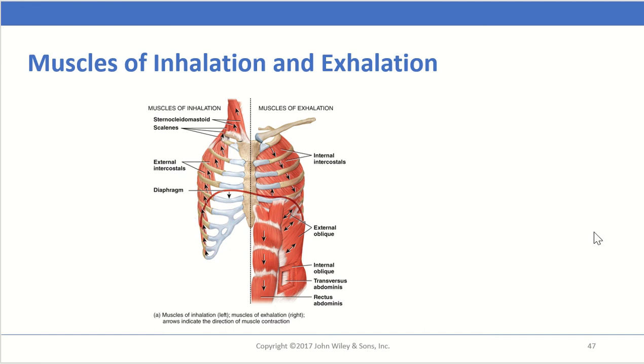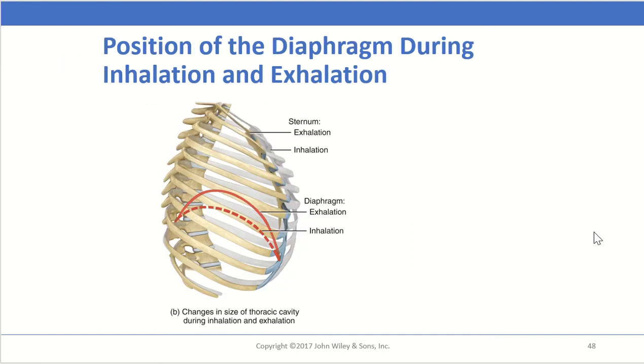So we then have a little diagram looking at the positioning of the diaphragm during inhalation and exhalation. During exhalation, the diaphragm is going to move anteriorly, moving upwards, to result in a decrease in that chest cavity area. And during inhalation, it's going to move further down there. You can see like that.